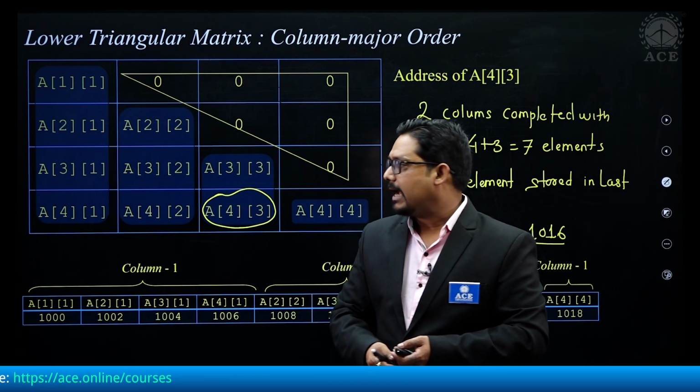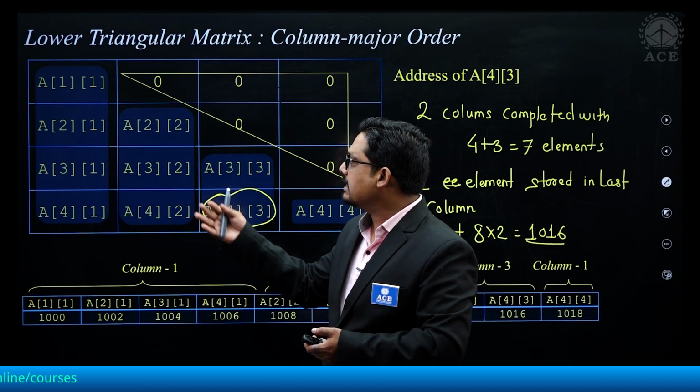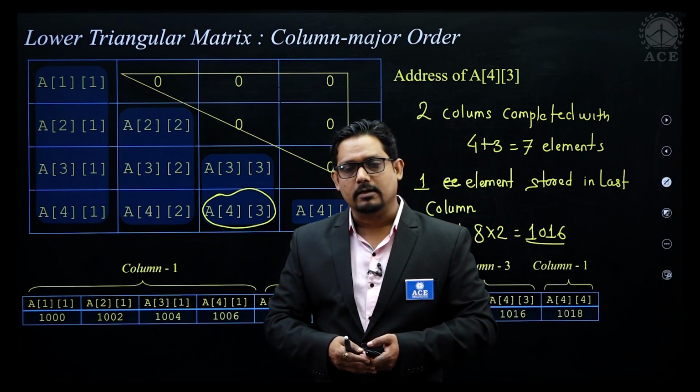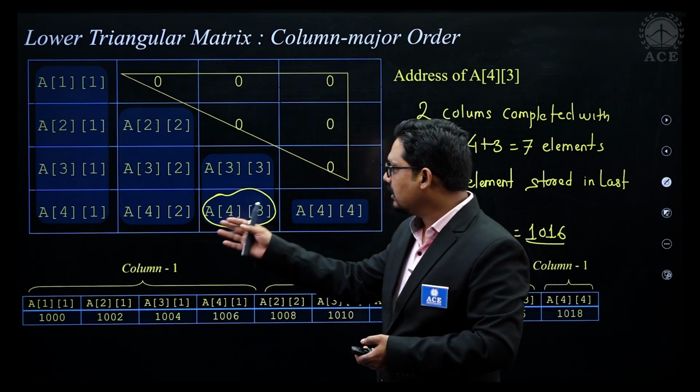The question is, if the size of the array is like 50 cross 50 or 100 cross 100, can I still do this counting in this manner?